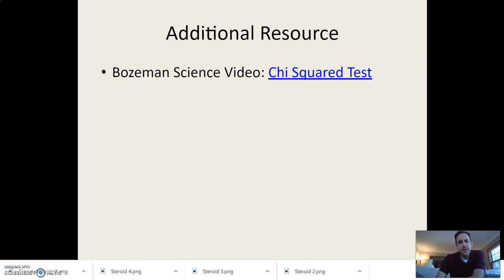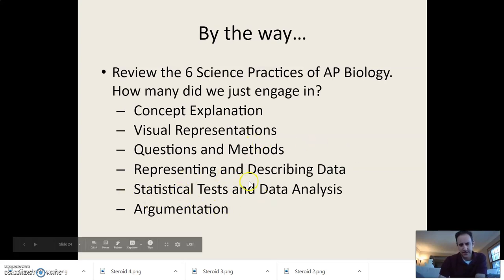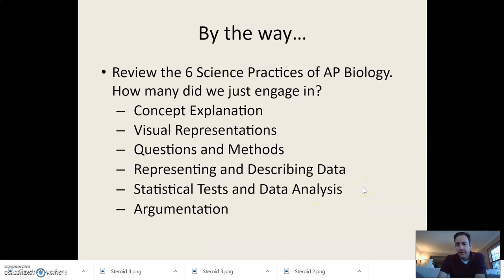So if this is all very odd and confusing, you might want to pull these slides up on Schoology and click that link. Here's another person's take on that chi-square test. Just want to remind you of the science practices that we're engaging with: statistical tests, data analysis. So at this point, you're ready for the lab. You're going to be analyzing data, doing some chi-square, and drawing some conclusions. Good luck.